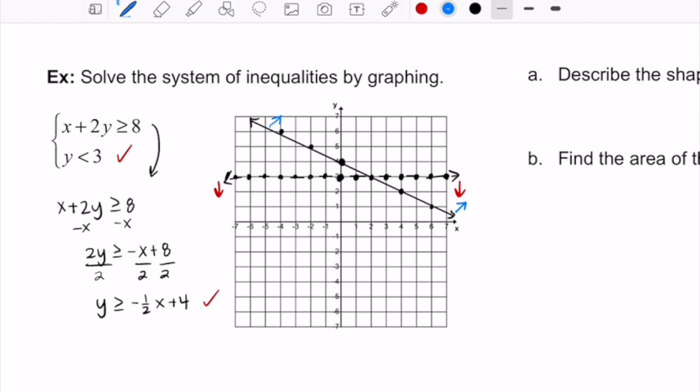So you want to make sure that you shade the region of the graph that works for both lines. If I'm shading underneath the horizontal line, but if I'm shading above the solid line, the answer to the question is going to be this region over here, because that's the region of the graph that's both underneath the horizontal line and also above the solid line.